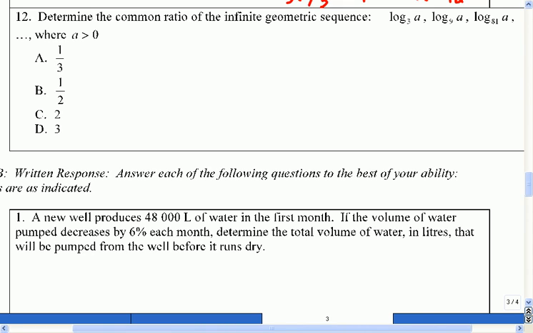Determine the common ratio. We could take any number and divide it by the previous. Why don't we take the smallest two, 9 and 3? So the common ratio is going to be log base 9 of A over log base 3 of A. So does anybody have a bright idea on how we would go about figuring out this question? Sure, Jeremy.